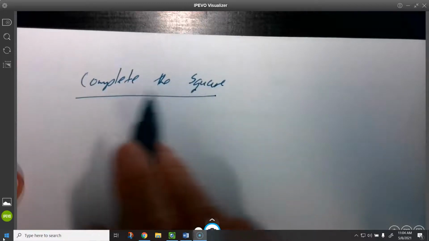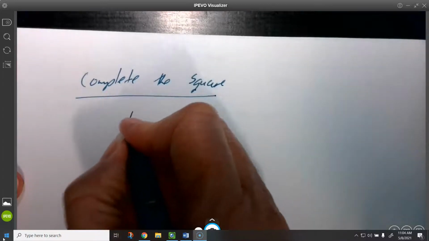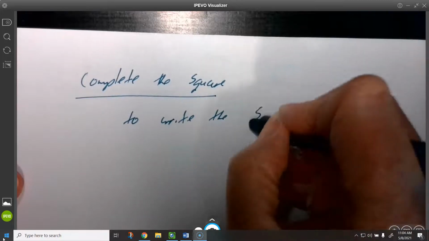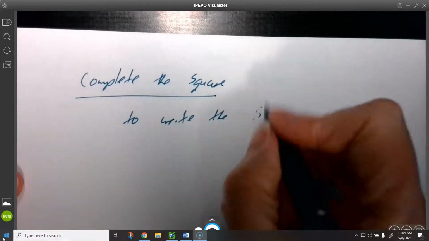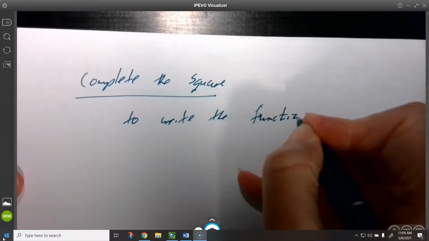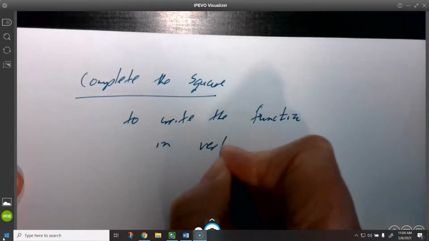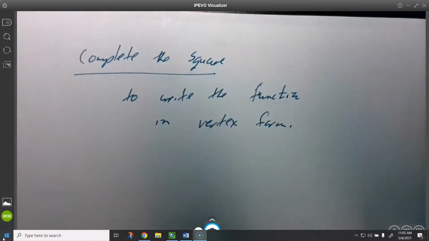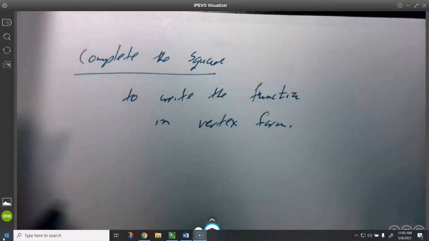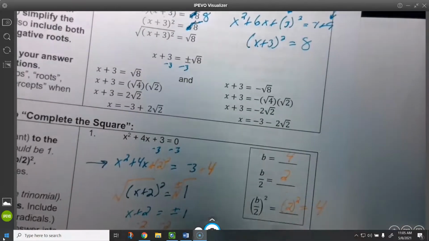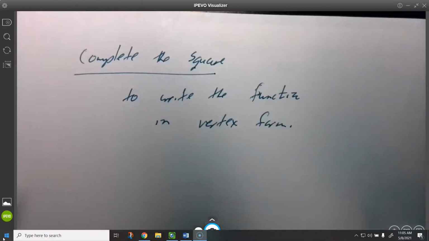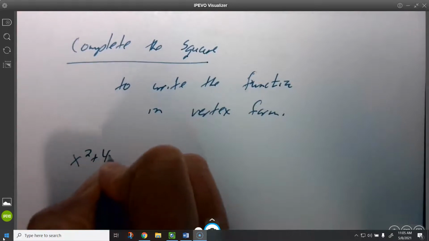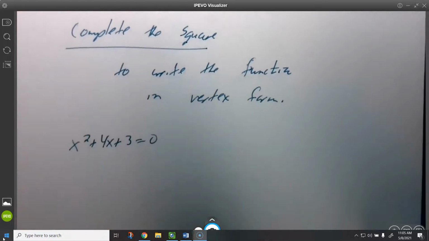So the other thing we use it for is we complete the square to write the function in vertex form. Okay, now this is useful. If I have an equation in standard form, I'm going to write it in vertex form. So I'm just going to go back over to this little worksheet, and I'm just going to pull some equations off of here. So for instance, I have the equation x squared plus 4x plus 3 is equal to 0.